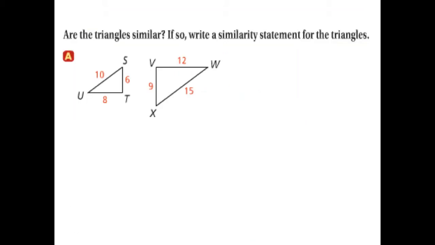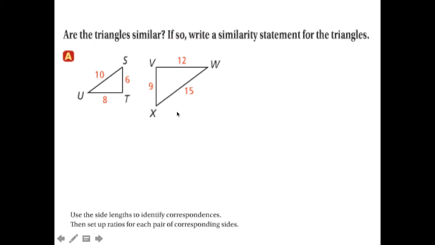So here is a question. Are the triangles similar? If so, write a similarity statement. We are given information about all the sides and we just want to compare it. The first thing you want to do is match up the sides with each other. Now this triangle looks like a right angle, but there is no information to tell us it's a right angle, so we can only do our best guess to see which sides match. It looks like SU is the longest side of the small triangle, and WX is the longest side of the big triangle. So I would say that those two match.